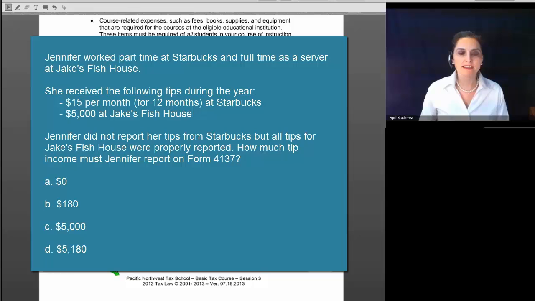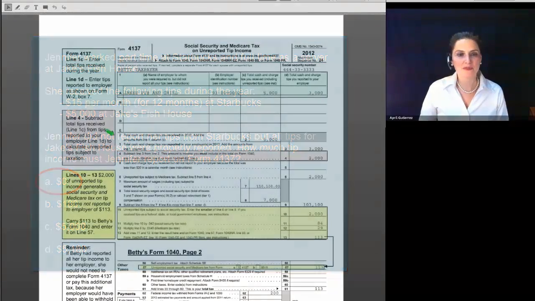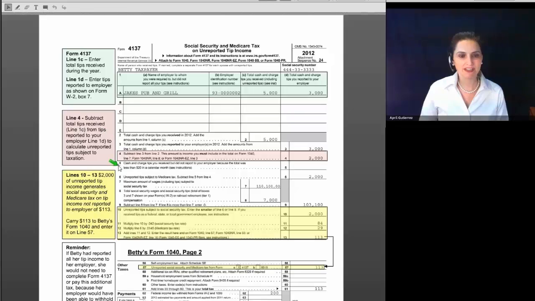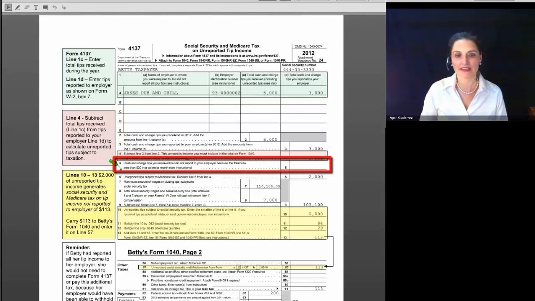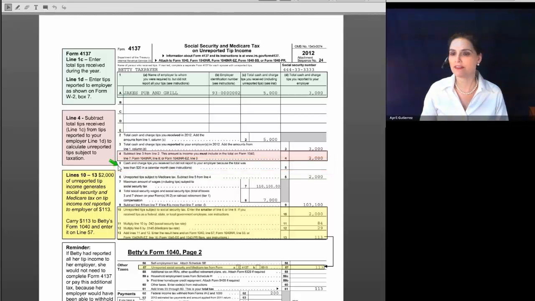The correct answer is 0. And I can see that almost no one picked that. There were a few people who were at 0. Let's go see why 0 is the correct answer. If we go back up to the Form 4137, I want to draw your attention to line 5. It says cash and charged tips you received but did not report to your employer because the total was less than $20 in a calendar month.